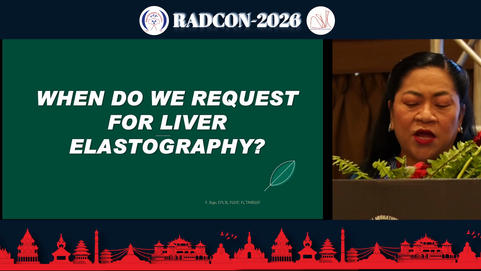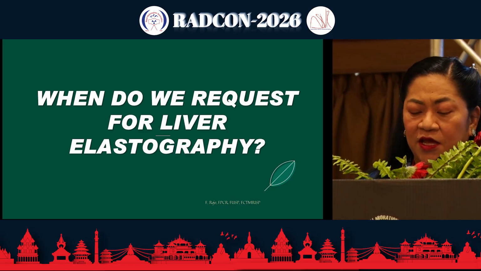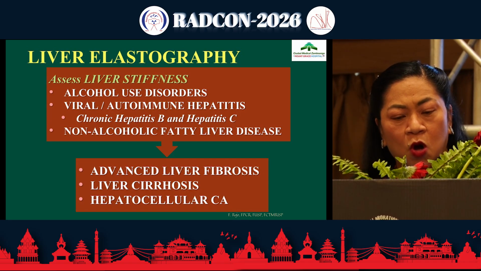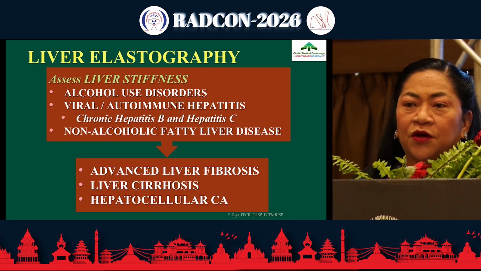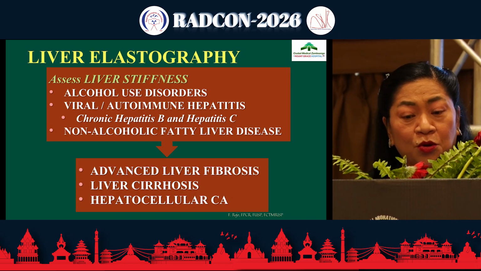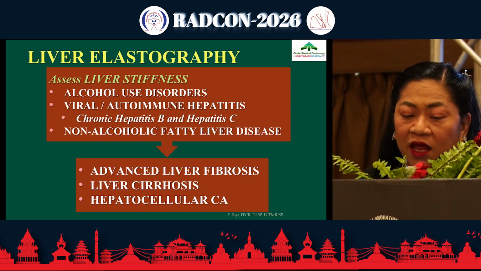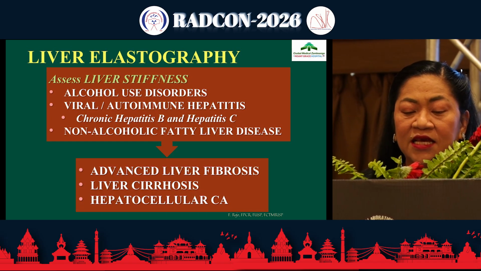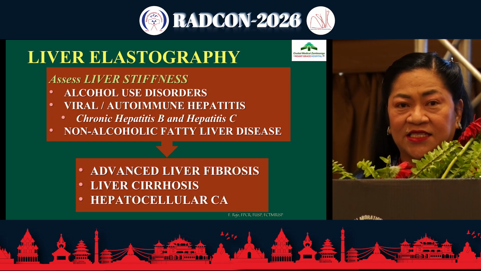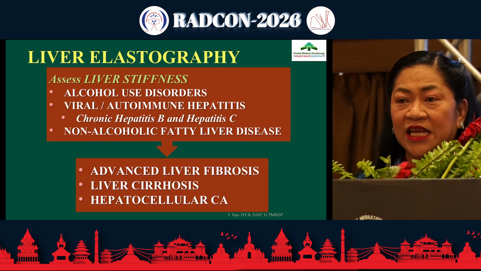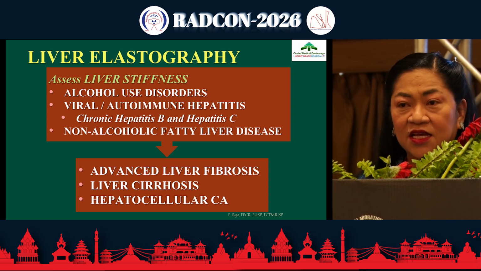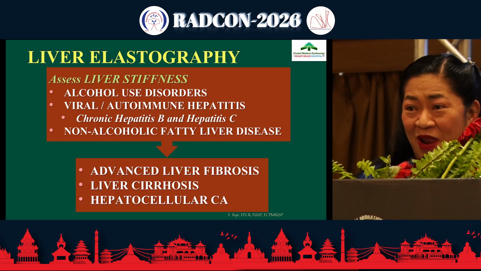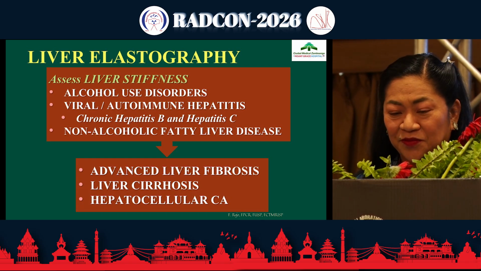Okay, so when do we request for liver elastography? We want to know liver stiffness, and usually the reasons why we do liver elastography is for alcohol use disorders, viral and autoimmune hepatitis, and non-alcoholic fatty liver disease. And why? Because this leads to advanced liver fibrosis, liver cirrhosis, and hepatocellular CA, where a transplant would be needed.